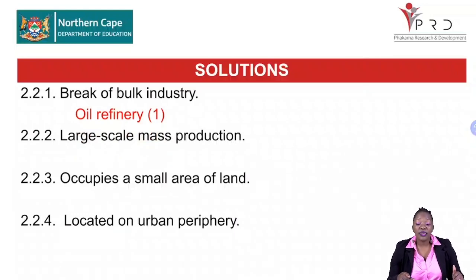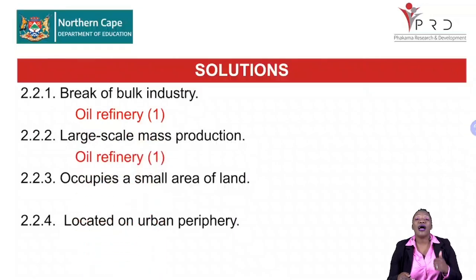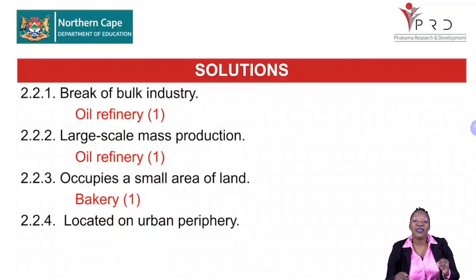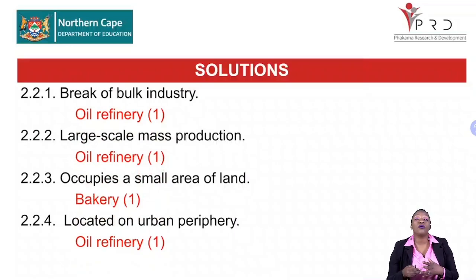And then second question, the large scale mass production, again, is the oil refinery, because it's going to require a large space for the production. And then number 3, occupies a small area of land. It's the bakery. They are only using the small machines and they do not require so much of the land, so they occupy a small area. Then your number 4, located on urban periphery, that is your oil refinery, again, because it will require a large space and a flat or a gentle area.